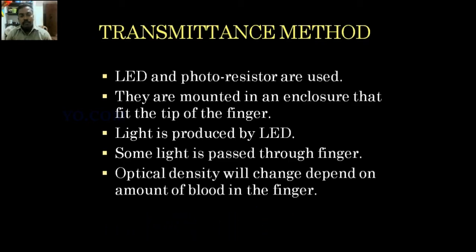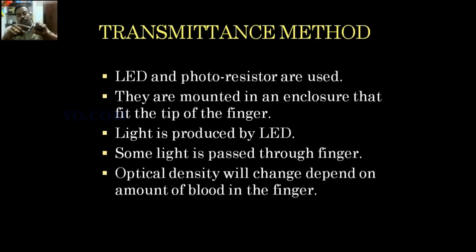Transmittance means transfer, so something is transferred through something. In the transmittance method we are using two things, an LED and a photoresistor. The LED produces light, and the photoresistor receives the light. The resistance of the photoresistor will change when it receives the light. The setup is mounted in an enclosure that fits the tip of the finger. Some light is passed through the finger.